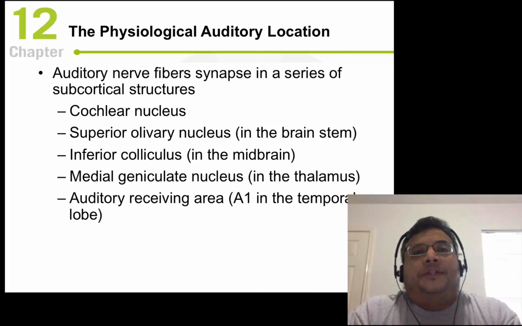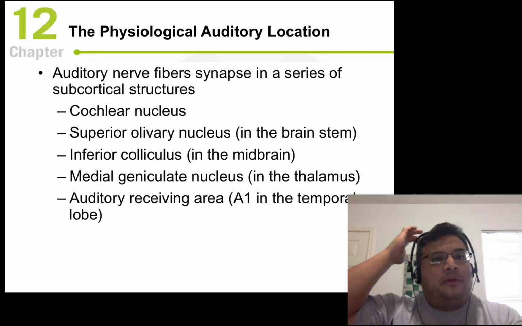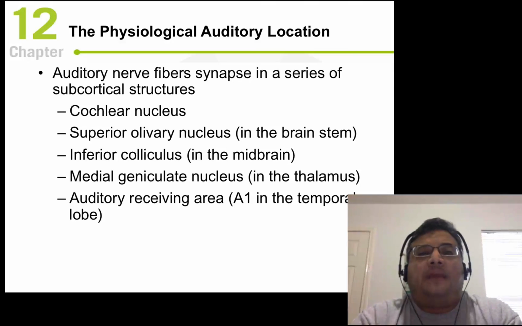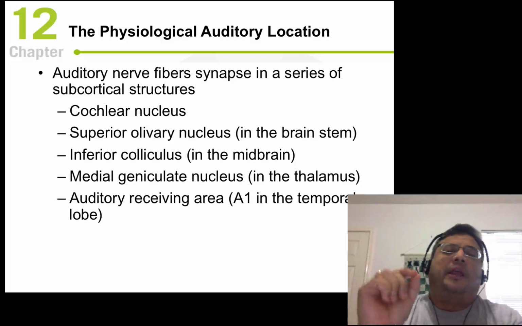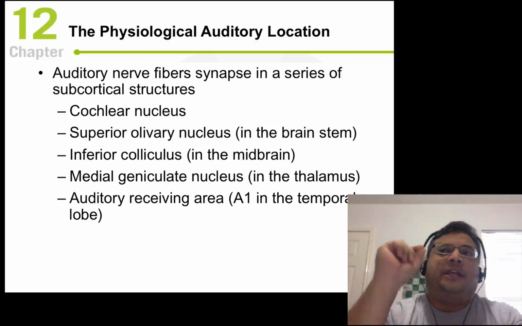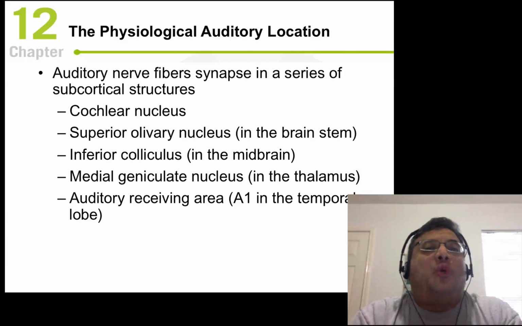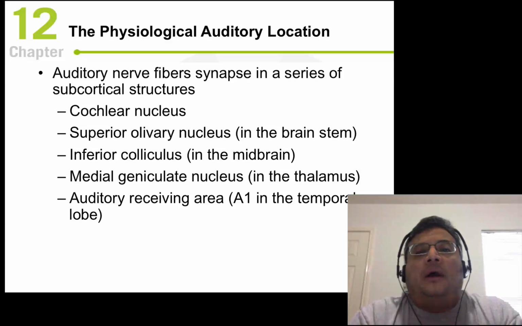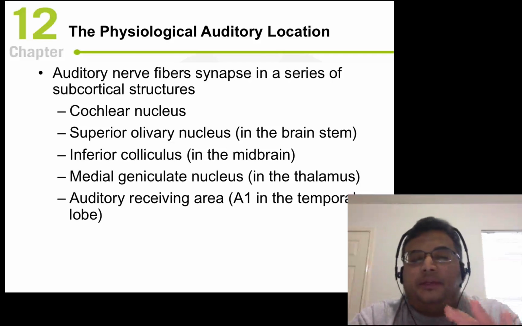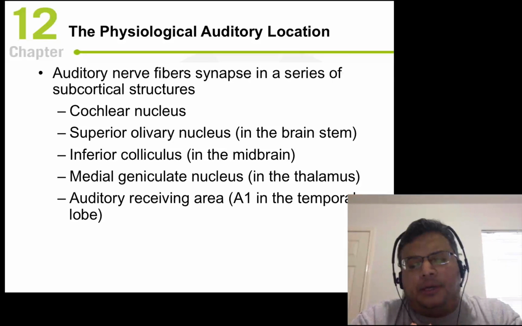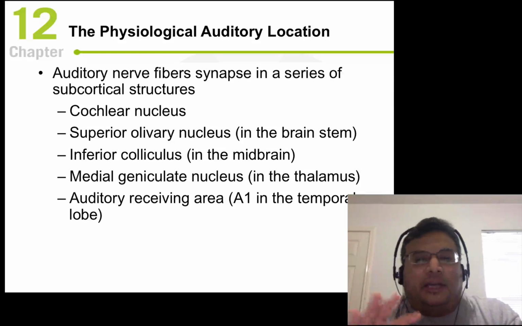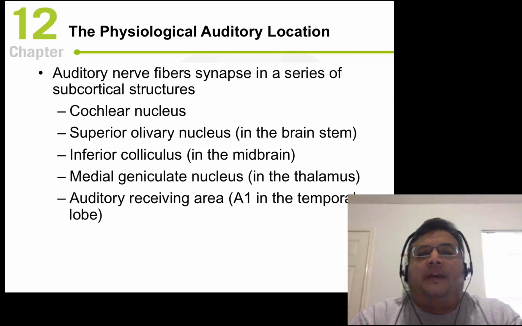Auditory nerve fibers, once they leave the cochlea, synapse in a bunch of structures located in your pons, medulla and midbrain. One of the first stops is the cochlear nucleus. They also synapse in a part of your brain called the superior olivary nucleus, and it's called olivary because to the old anatomists back in the day, it looked like a little olive. And this is in the brain stem.